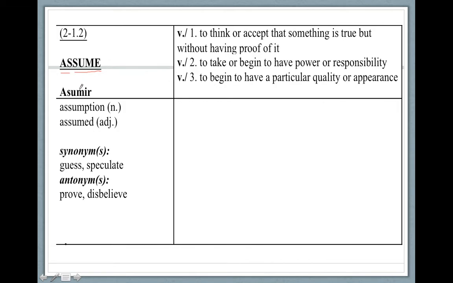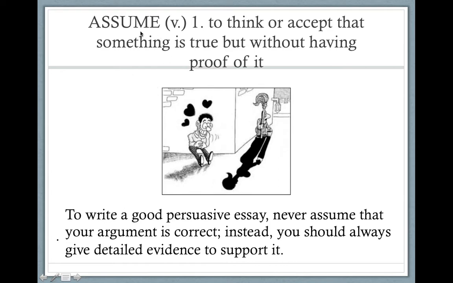Let's look at the familiar words or words that derive from assume. And we have assumption, used as a noun, assumed, used as an adjective. Synonyms are words you can replace assume with: guess and speculate. Antonyms, we got prove, disbelieve. Let's go over the definitions, and then we'll see some examples.